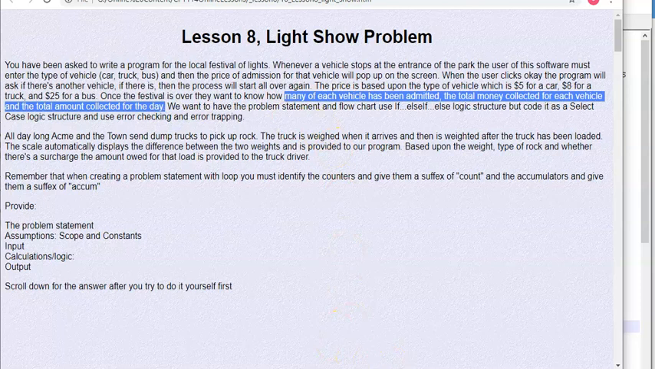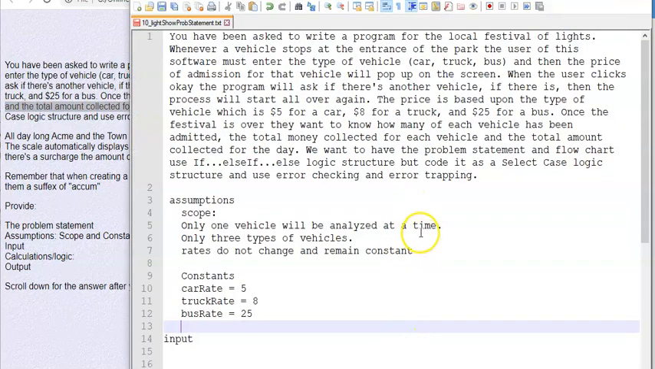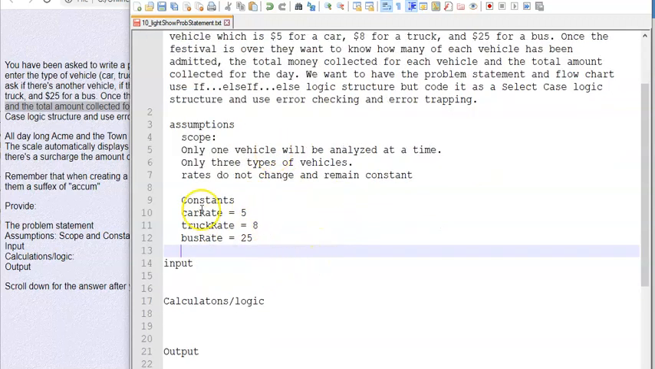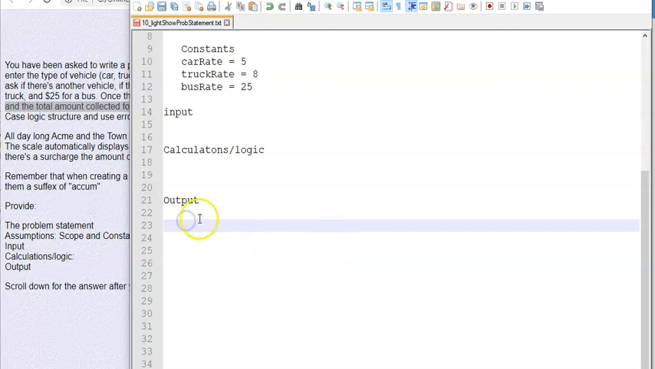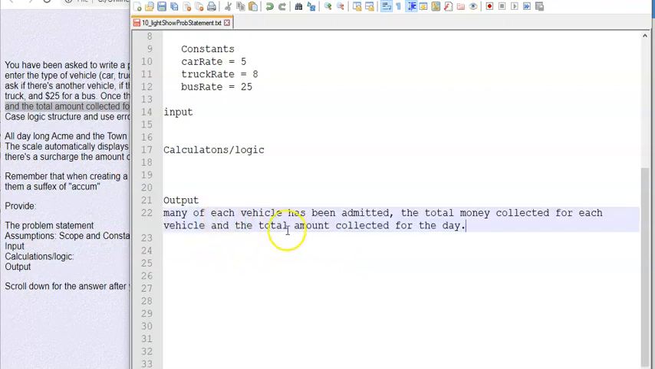All right, so we need to move over into our problem statement. Now this is the same thing right here. I just copy and pasted it in. You don't need to put this into your problem statement. I just do it to make it a little bit easier. And also did a couple of things. These are the rates, so 5, 8, and 25. And then the scope: one vehicle at a time, only 3 types of vehicles, and the rates do not change and remain constant. So now we have our output. So we just need to paste that in there.